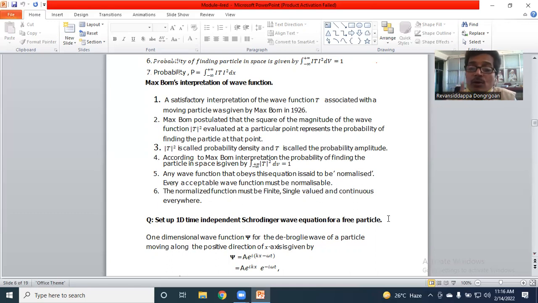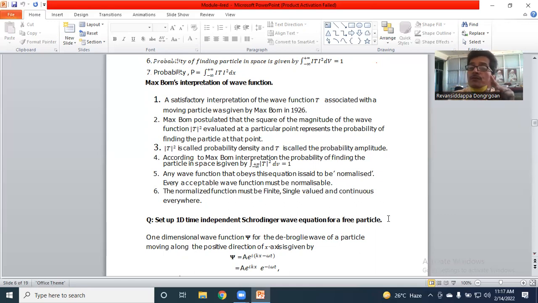then only we call it the normalized wave function, wherever you are going to find it in space. Remember, the normalized function must be finite. Must be finite means it should be psi squared only, and single valued, and continuous anywhere within the x, y, z values. So this will give you the complete answer to a 2-mark question.